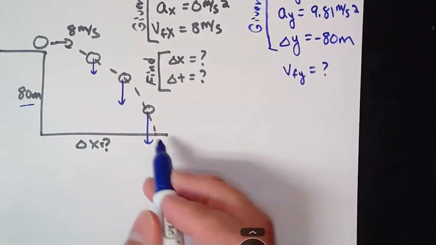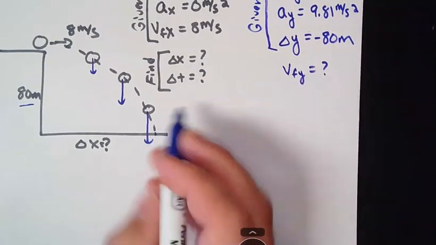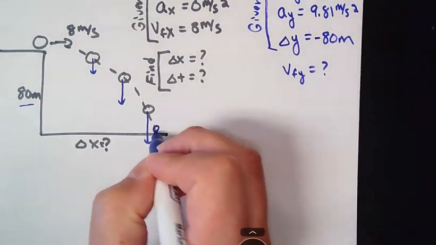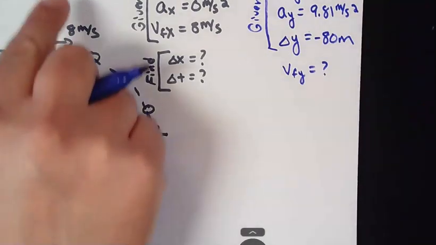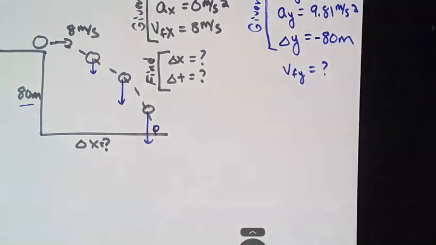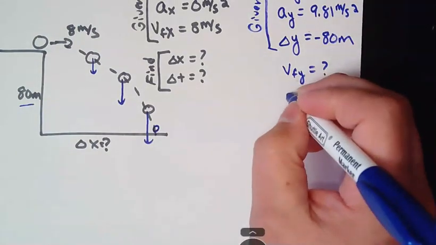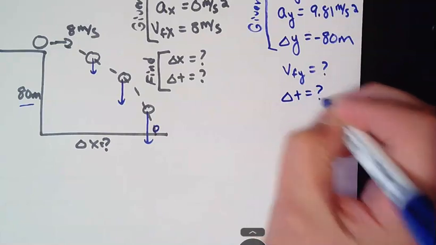A lot of students want to say that the final velocity in the y direction is 0, but we're counting right here, right before it hits the ground. Because the higher up we are, the faster it's going to be in that moment right before it hits the ground. And I also want to know what is delta t.